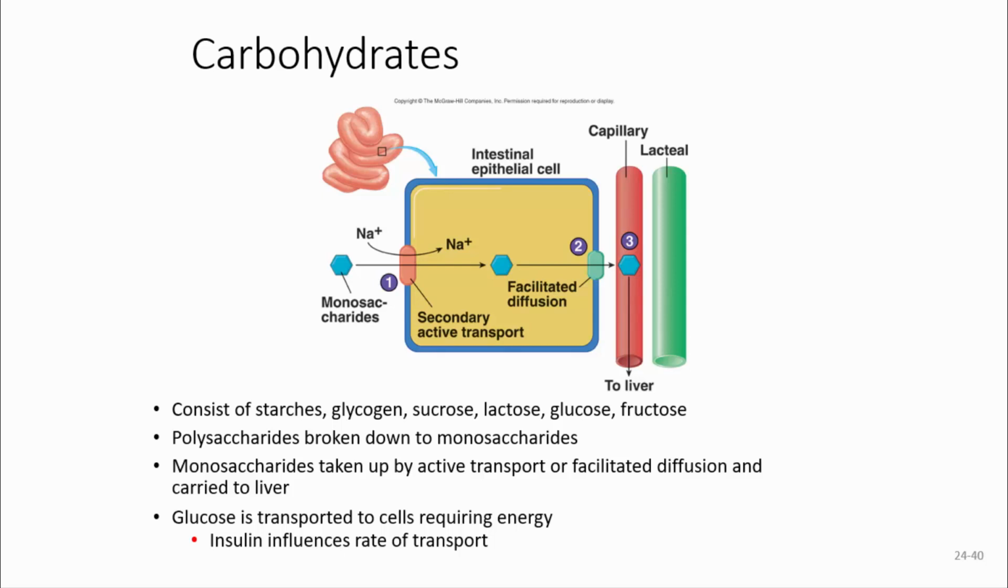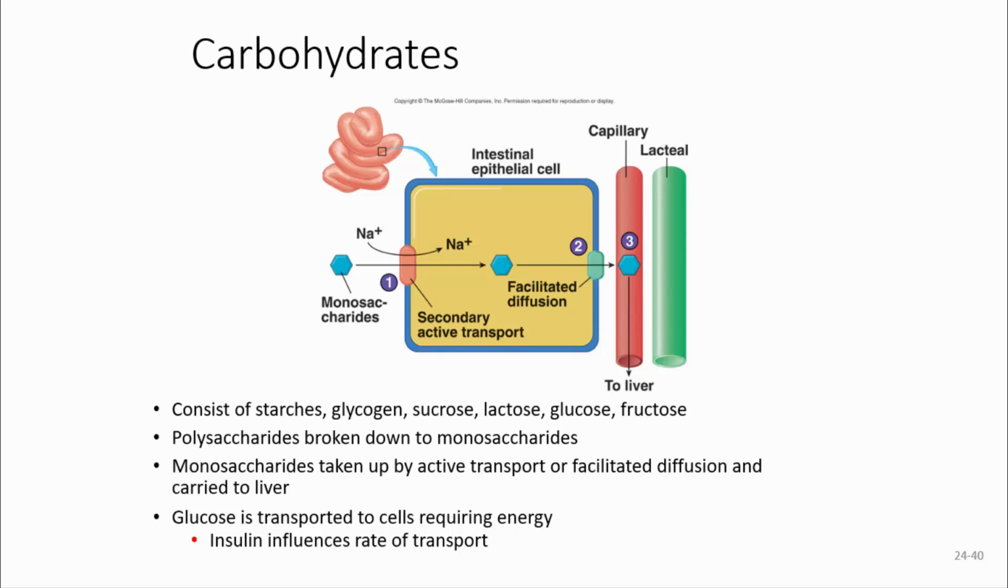That's almost like giving pure sugar because when you break maltose apart, again, you've got glucose and glucose. So holy cow. Anyway, once we get it broken down into a monosaccharide, then we can transport it into the cell and then back out of the cell into the capillary. So glucose is transported to cells requiring energy, and insulin influences the rate of transport.